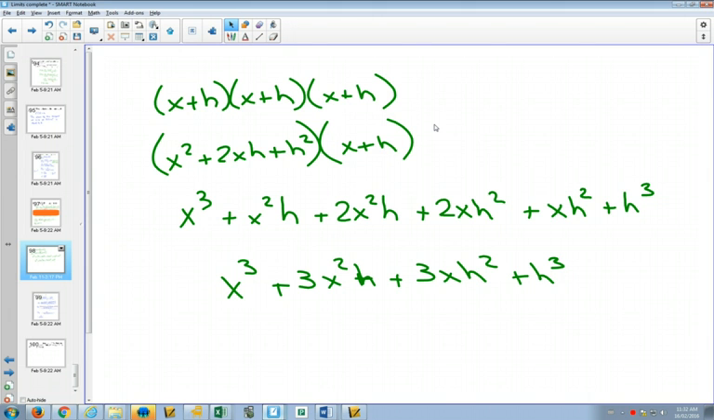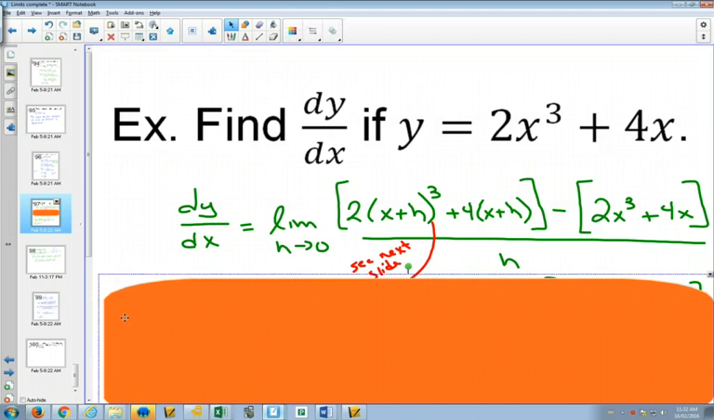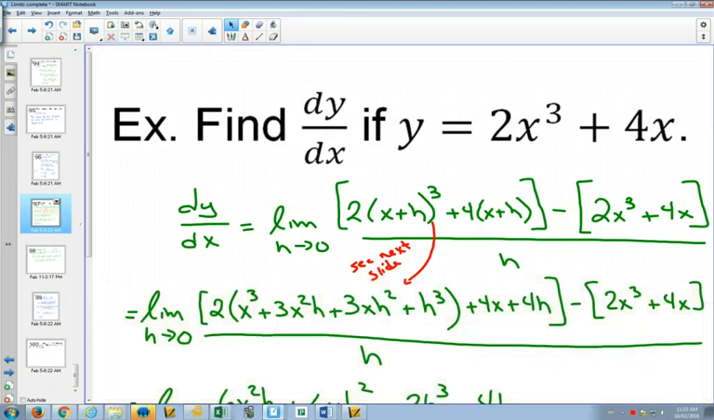And I said before, if you remember Pascal's triangle, the 1, 3, 3, 1 matches up with the coefficients of each of those. And your x variables, the exponent's going down by 1, and your exponent of h is going up by 1. So you get x cubed plus 3x squared h plus 3xh squared plus h cubed. And now you can plug that back in to your formula and have it look like this.